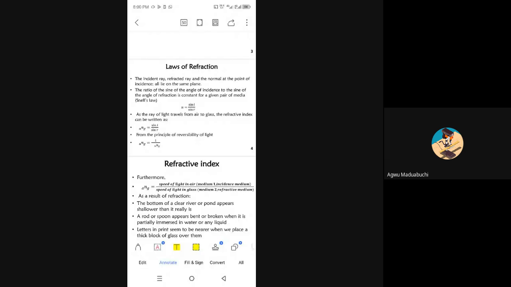Good. And which one is called Snell's law? If they ask you to state Snell's law, what's Snell's law? The law of refraction is not Snell's law. Read the slide again. The incident ray, refracted ray, and the normal at the point of incidence all lie on the same plane. The ratio of the sine of the angle of incidence... So, which of the two laws is Snell's law? The second law. So, if they ask you to state Snell's law, what?